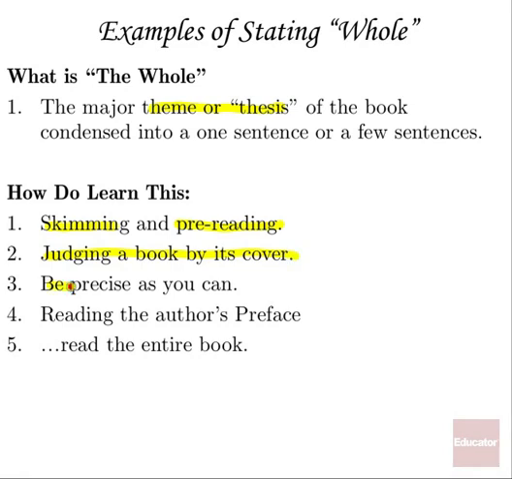We need to be precise when we're stating the whole, because if you start listing off many, many things that the book is about, you're starting to get into parts. So remember, we're trying to get down to one sentence if we can, two or three at the most. The author's preface will help you, and it will probably give you what the whole is right away, and it'll even give you a little bit of a hint of the parts.